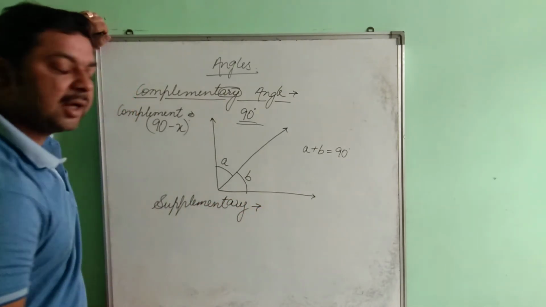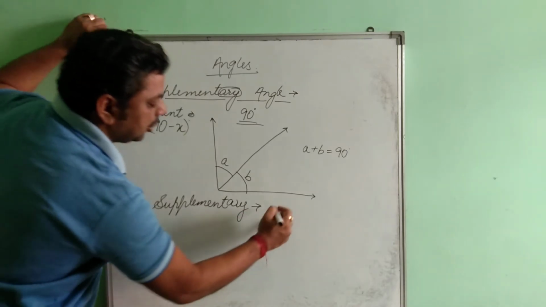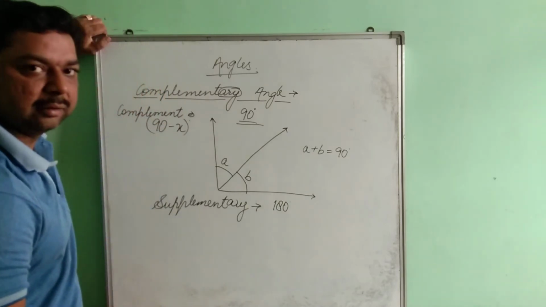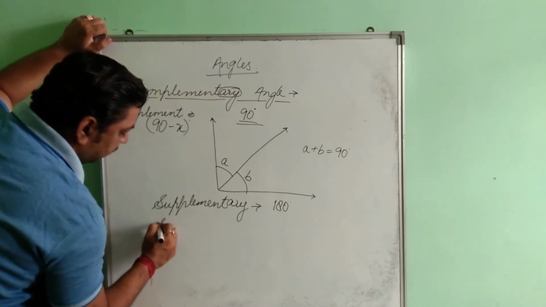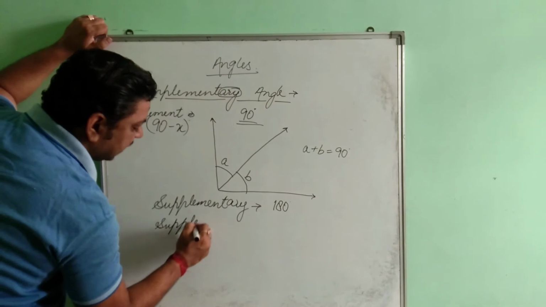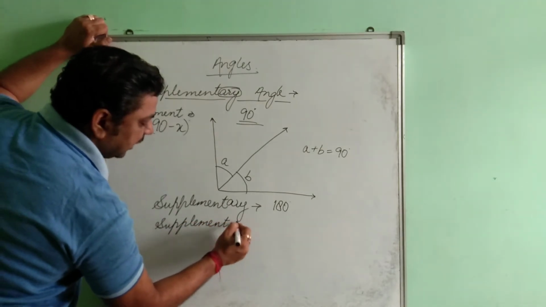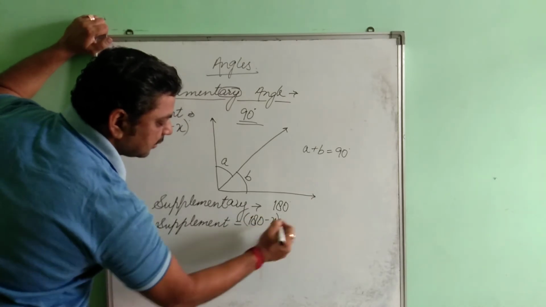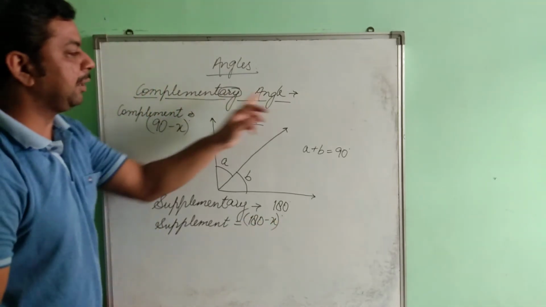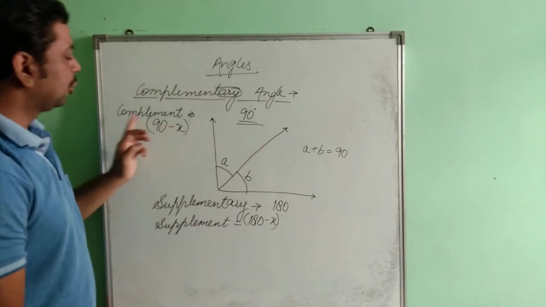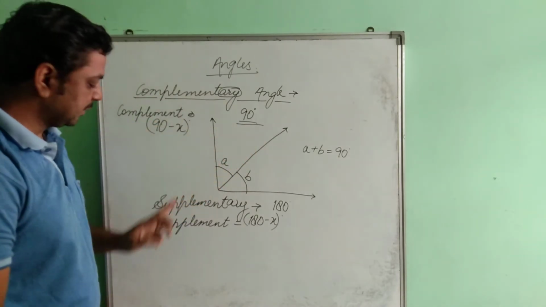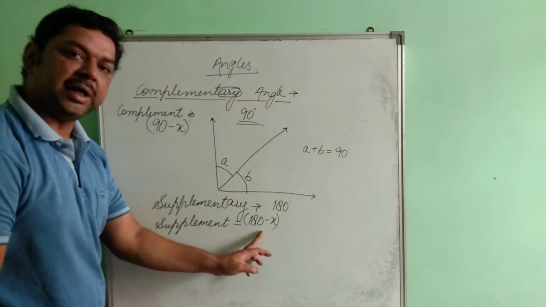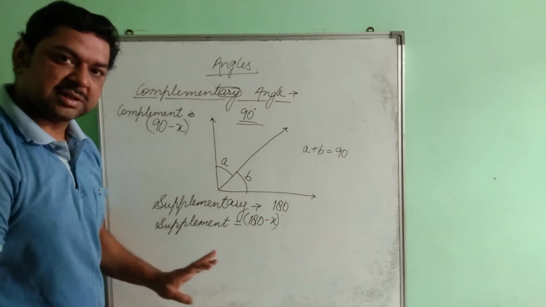Clear? Now, when we are talking about the supplementary angle, your supplementary angle is always going to be 180 degrees. Clear? Then, when we are talking about the supplement, it means 180 minus x. Clear? Again, complementary angle is 90 degrees, complement is 90 minus x. Supplementary angle is 180 degrees, then supplement is 180 minus x. I hope this is clear.